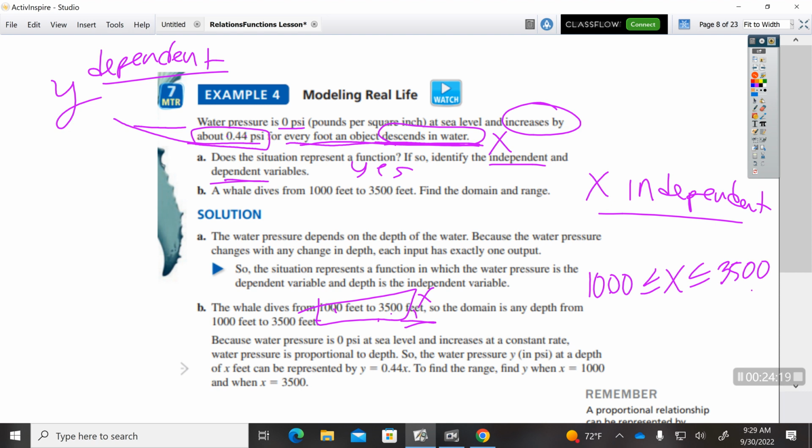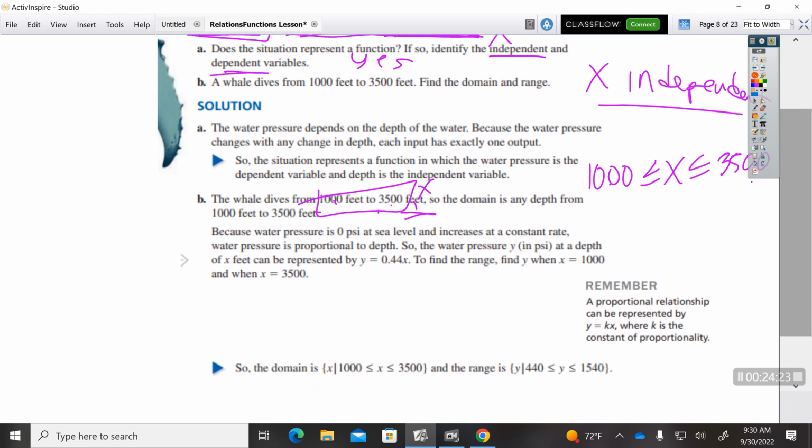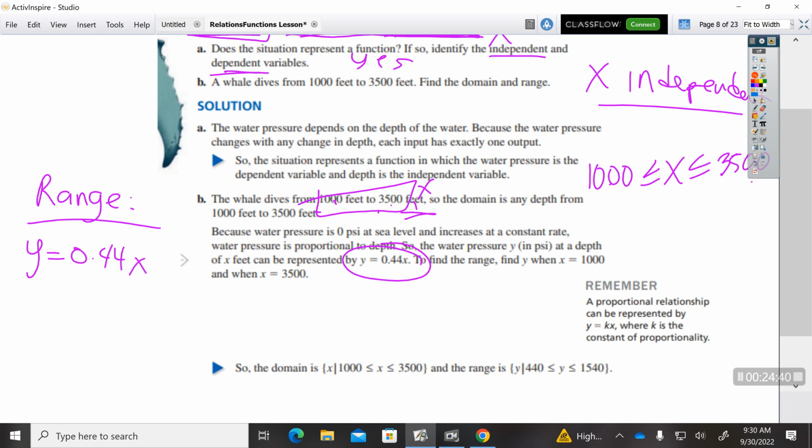Are you with me? Now, let's think about the range. How do you think we can find the range from this information right now? We got the domain, and we got an equation. What would you do to find the range?